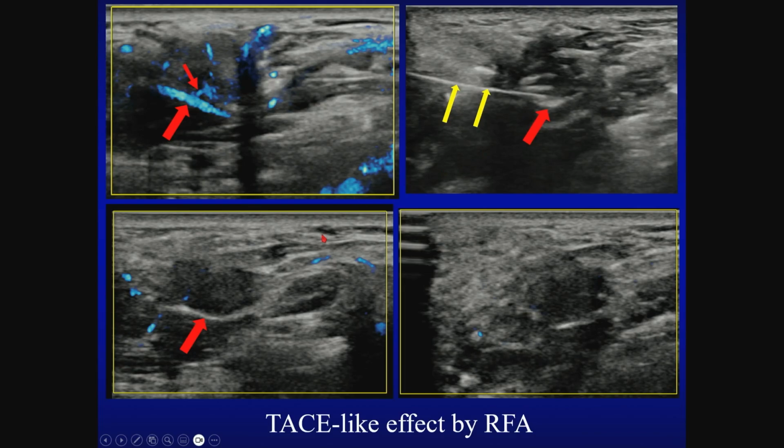Immediately after feeding artery ablation, the feeding artery showed no more vascularity on microvascular flow imaging, and the intratumoral vascularity nearly disappeared. It is very similar to TACE achieved by radiofrequency ablation. At the end of RF ablation, there was no vascularity inside the recurrent tumor on microvascular flow imaging.